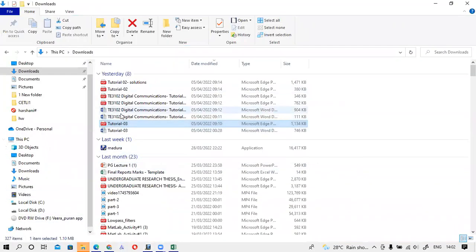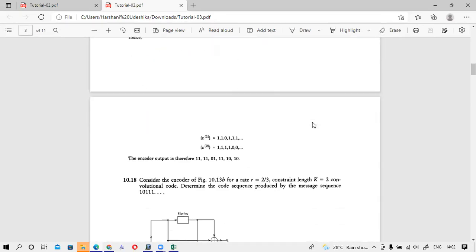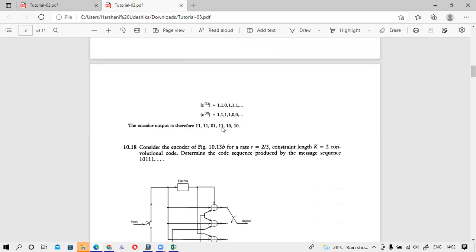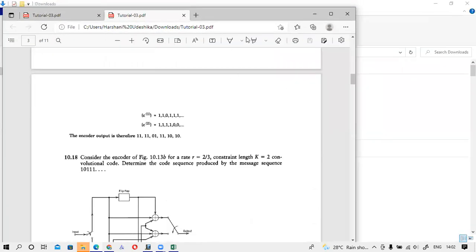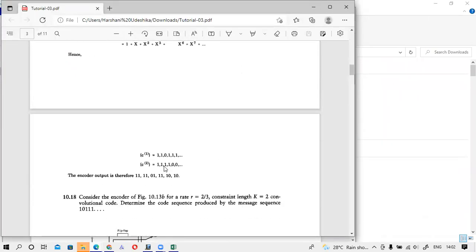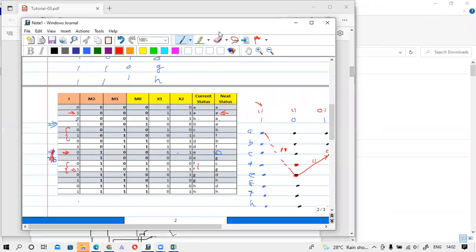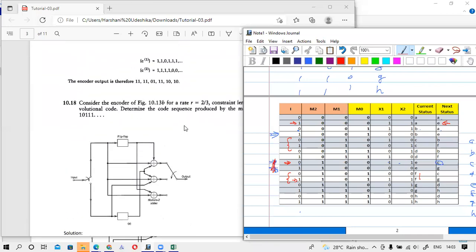So let me check. So it will be 1101, again 11. So these are the bits. Okay, I think it is okay. Our one is correct. So this is the coded one. So this is the input output, so let me write it somewhere here.